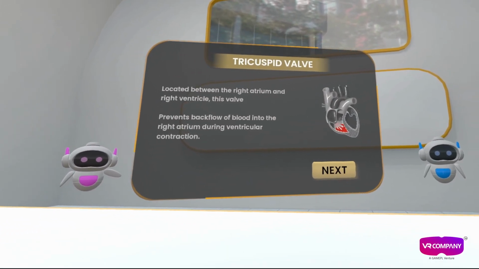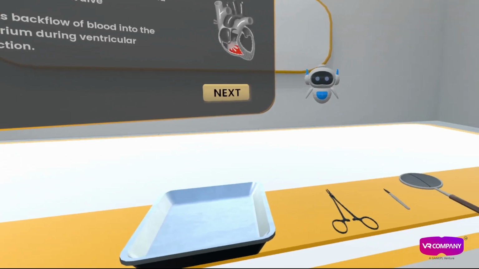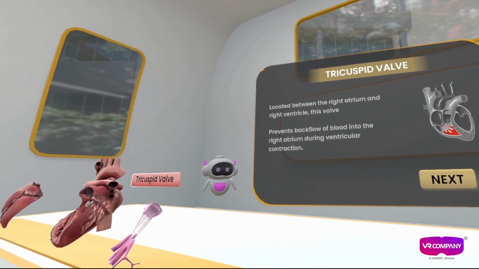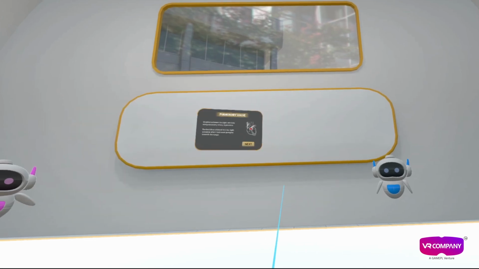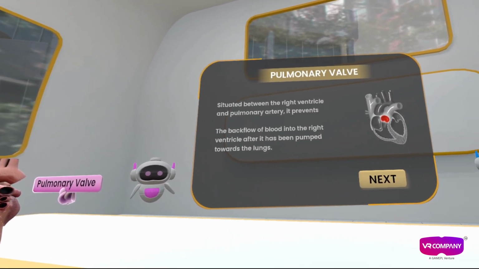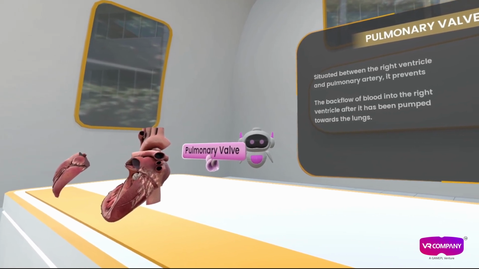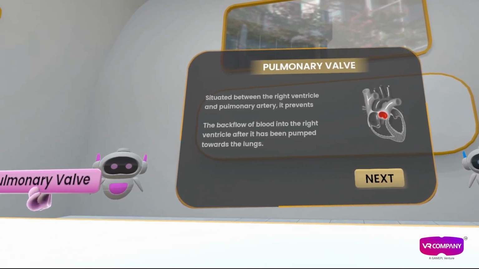Tricuspid valve, located between the right atrium and right ventricle. This valve prevents backflow of blood into the right atrium during ventricular contraction. Pulmonary valve, situated between the right ventricle and pulmonary artery. It prevents the backflow of blood into the right ventricle after it has been pumped towards the lungs.